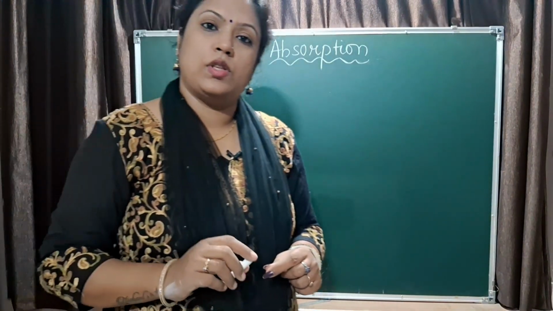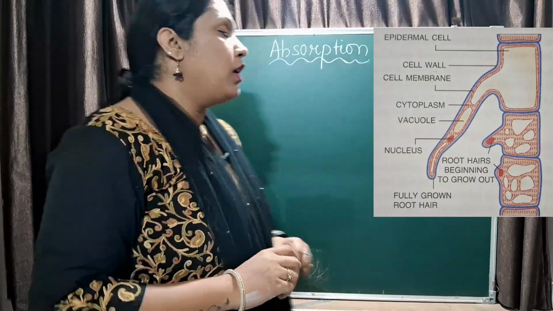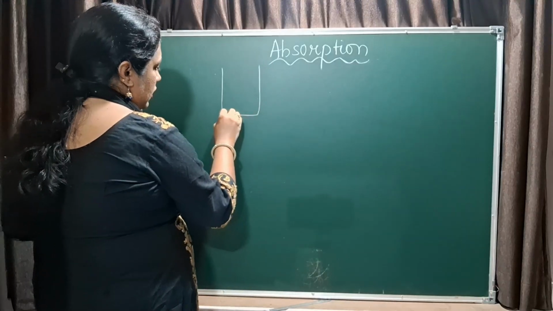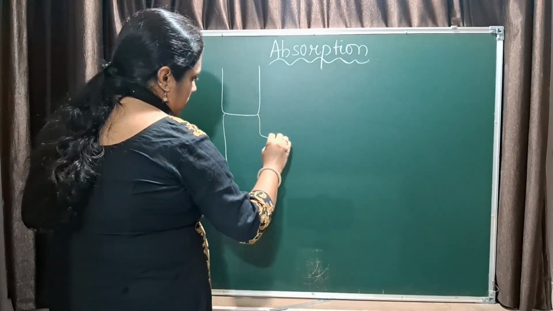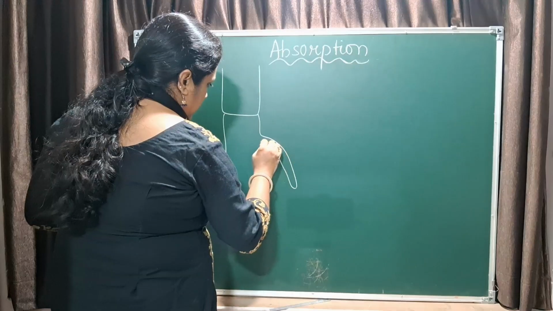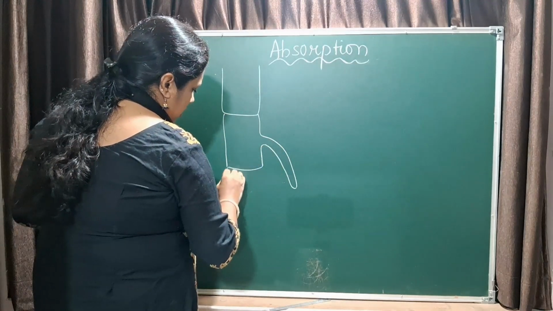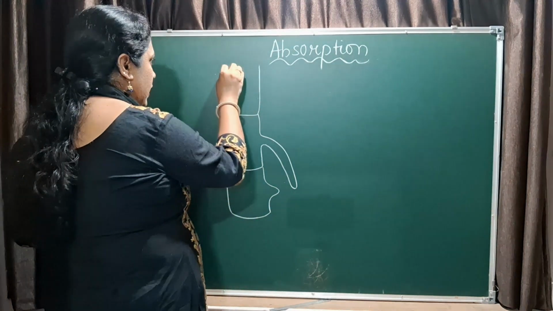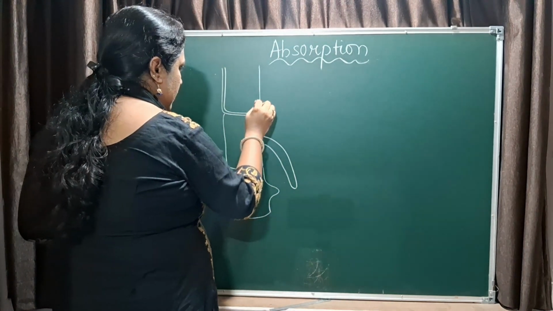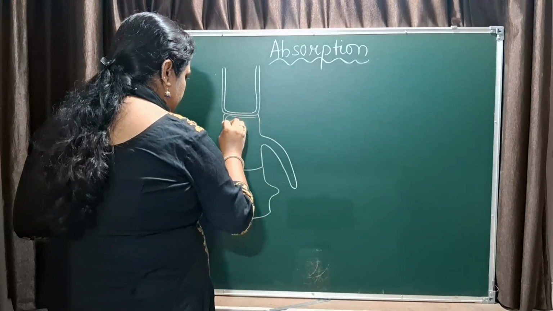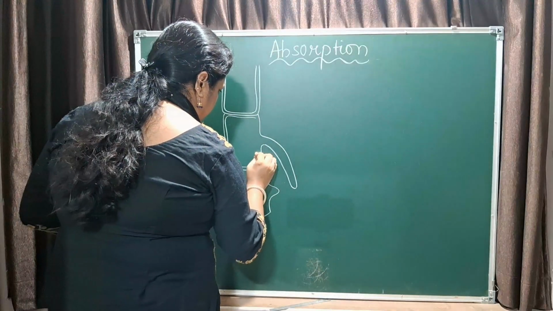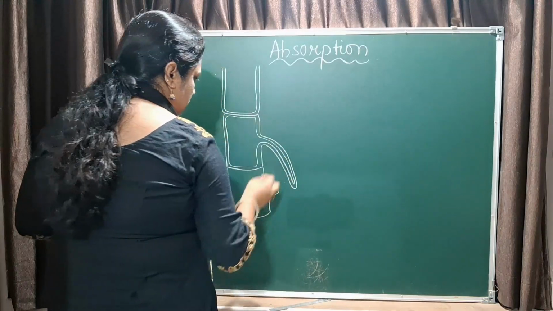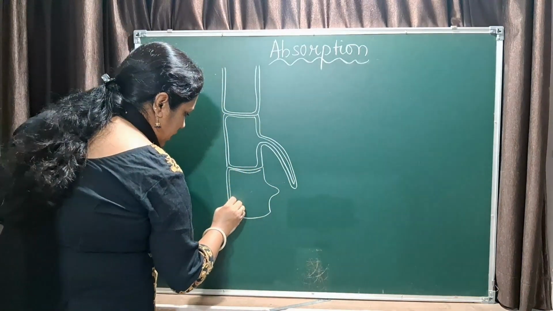The diagram of the root hair is asked in the examination. Now to draw the root hair, you need to draw the cubes. You know that the plant has got a cylindrical shape. This is the root hair. Okay, and this is a root hair which started to grow. Then they have a cell membrane. Yes, they have got the cell membrane.